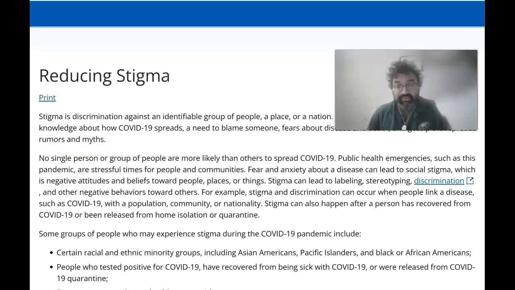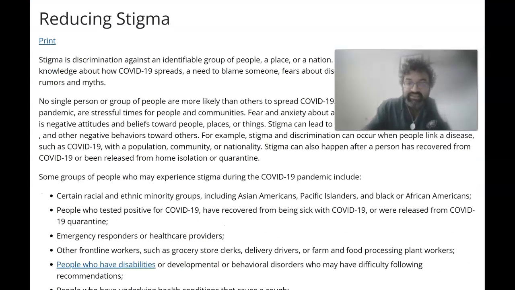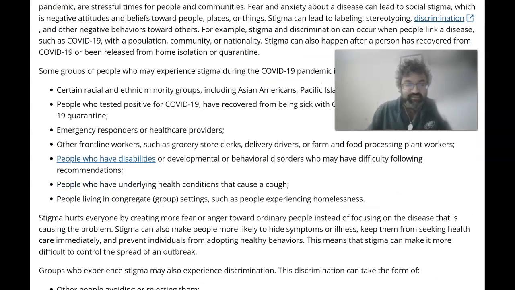Also, stigma and discrimination as it pertains to each disease. Racial and ethnic minority groups, including Asian Americans, Pacific Islanders, and Black or African Americans, experience stigma more so than others. And this was the group that was most heavily affected by COVID-19. So people who tested positive for COVID-19, have recovered from being sick with COVID-19, or were released. Emergency responders or healthcare providers, other frontline workers, so they might have been in more contact, so individuals might have had stigma surrounding that.